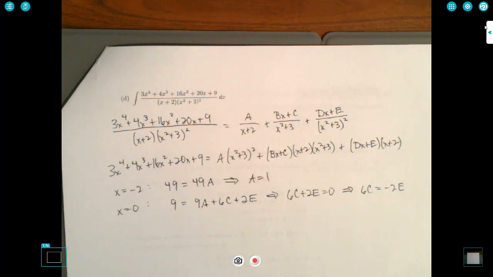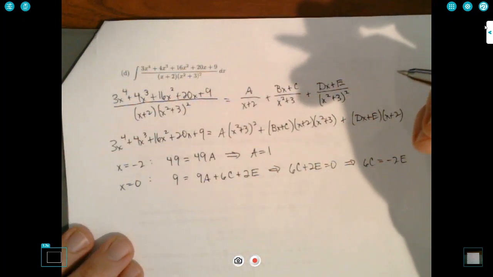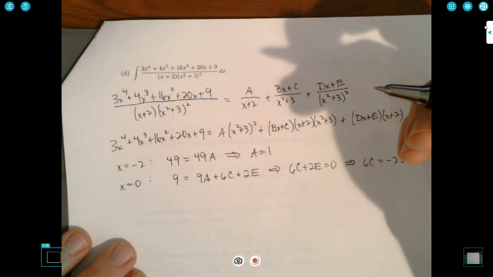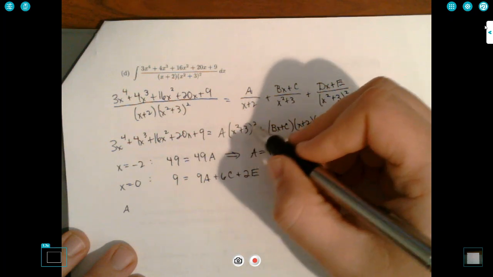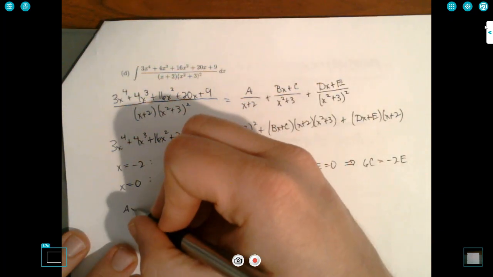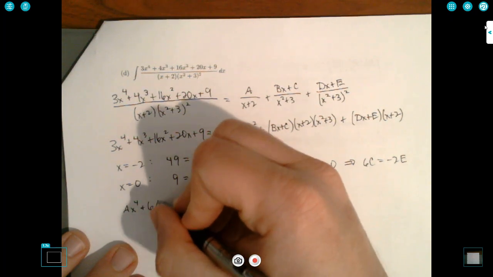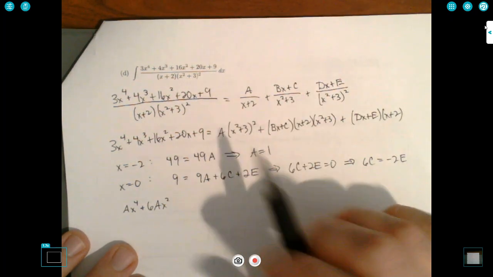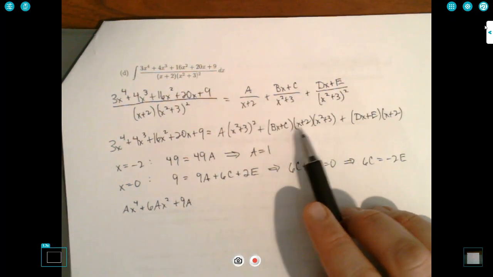Anything else I can do? I can't see anything else that would be super useful right off the bat. So I think I have to equate coefficients. So here we go. I'm having a hard time motivating myself. But look, this will be x to the 4th. So I'm going to have an Ax to the 4th. And then I'll have a 3x squared. I'll have 2 of those. So it'll be 6x squared. So 6Ax squared. And then I'll have a 9A.